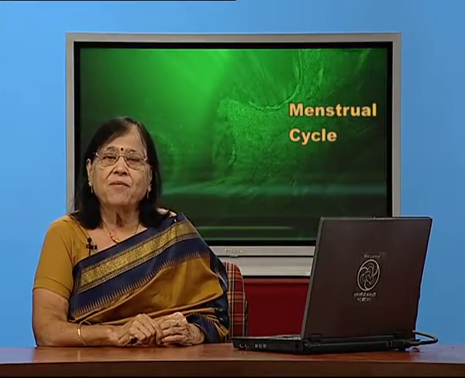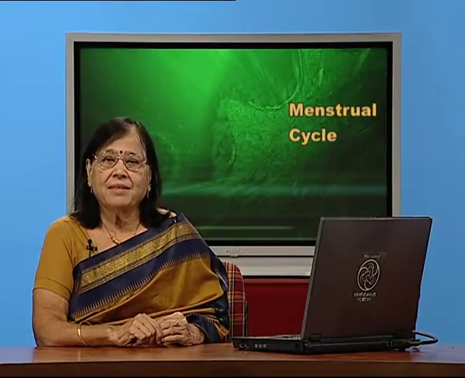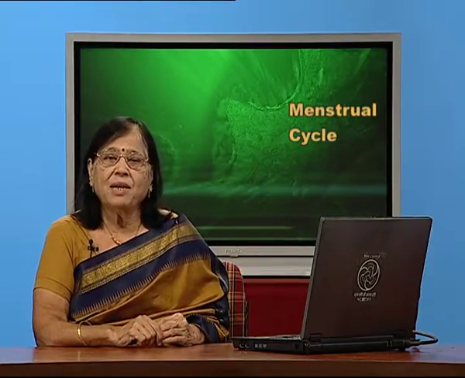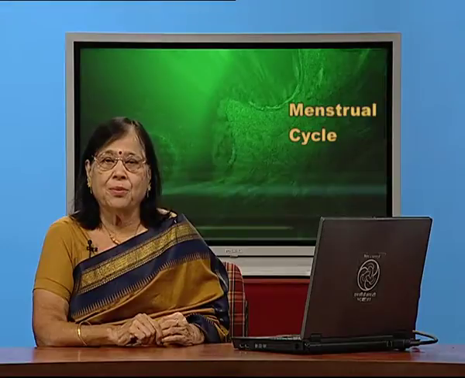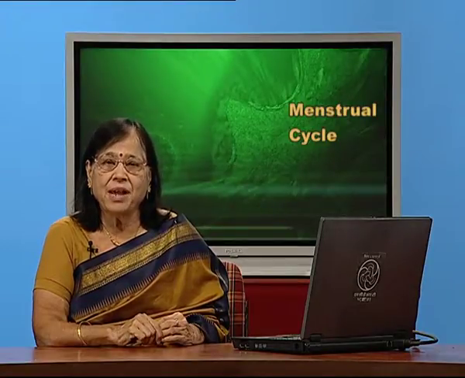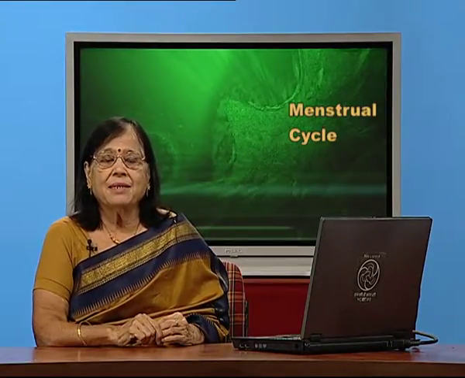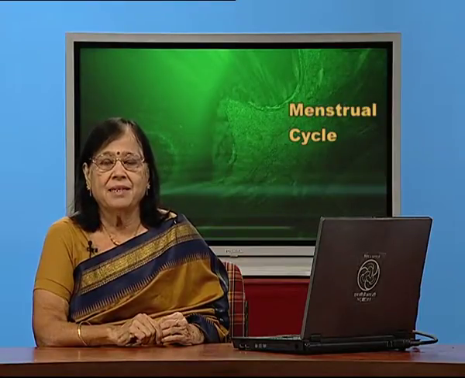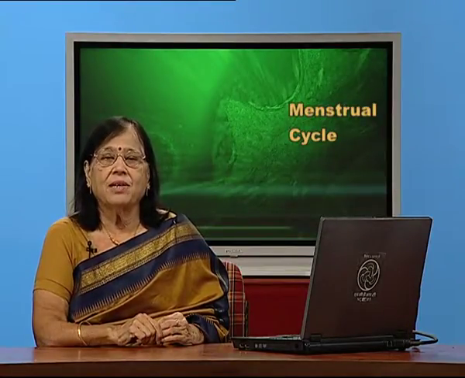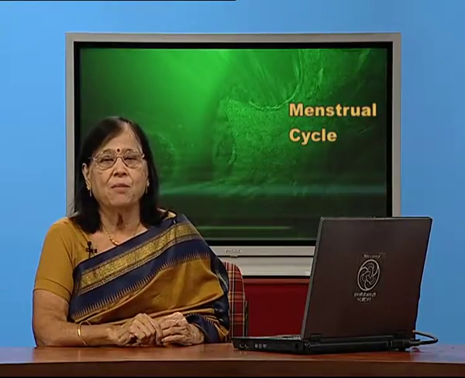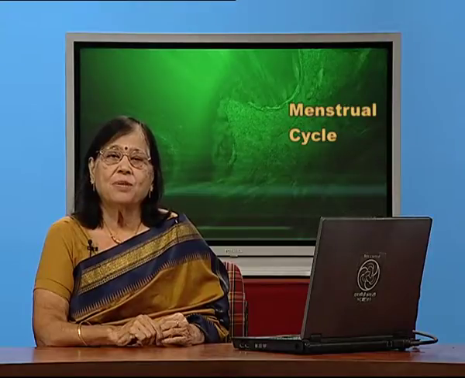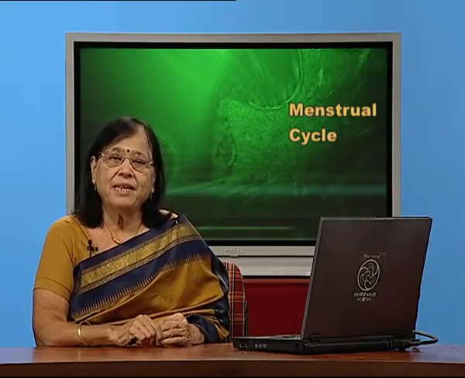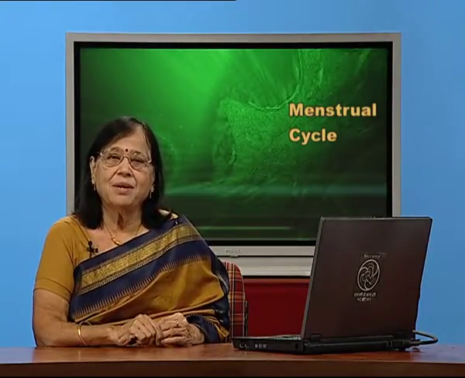The corpus luteum will die, regress, disintegrate and will be converted to corpus albicans. The word albicans, like albino, indicates something white. So, corpus albicans is white and it is dead, non-active, and not releasing progesterone anymore. Suppose fertilization had taken place, then this corpus luteum would have survived for 90 days to maintain the pregnancy.